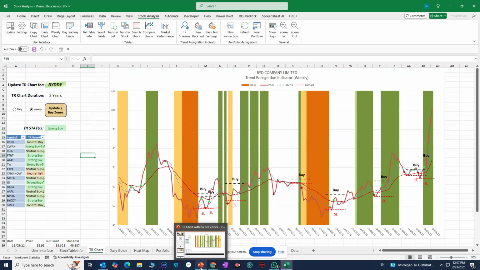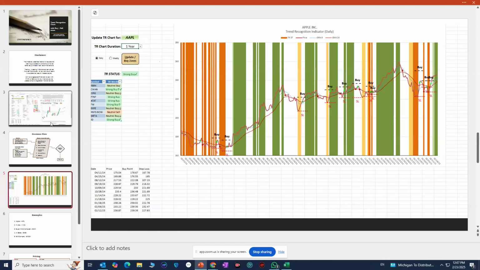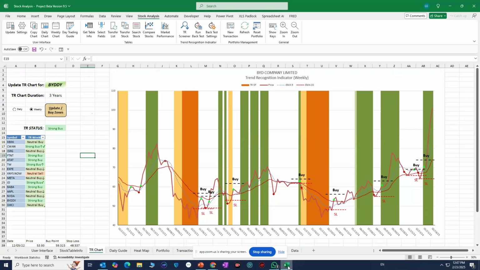So going back to our software, over here in our worksheet we can have a list of stocks, maybe a watch list, and then we can see the buy and sell signals on either the daily or the weekly chart. So this particular one is TR weekly. This is for the last 3 years.